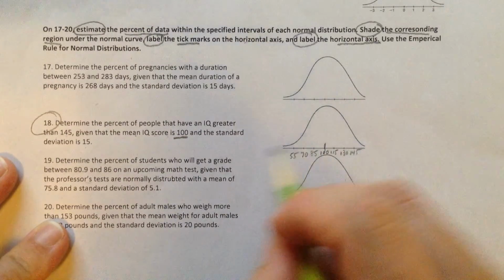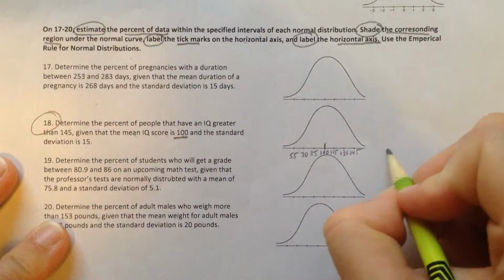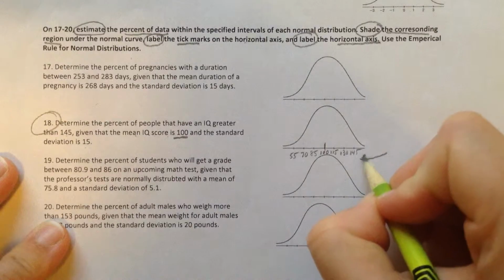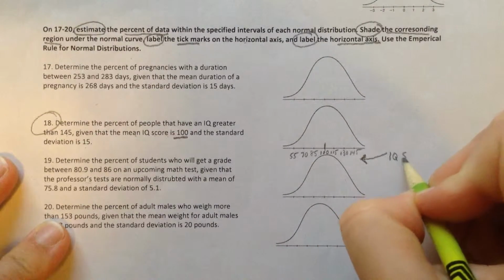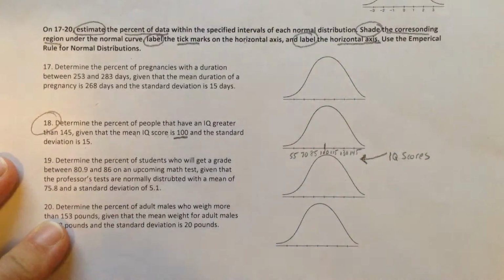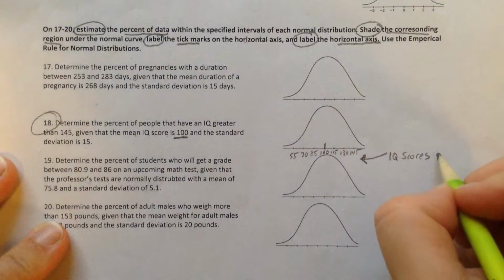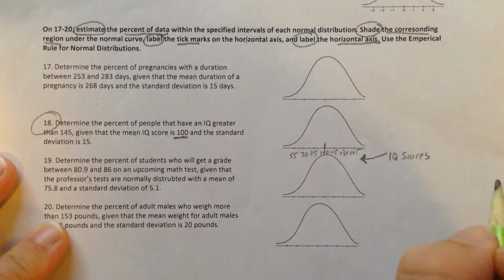Okay, and if I'm labeling the horizontal axis, and I know there's not a lot of room under here, these are IQ scores, so I'm going to label this over to the side, IQ scores. And there's no units, but if there was a unit, I would put those in parentheses.